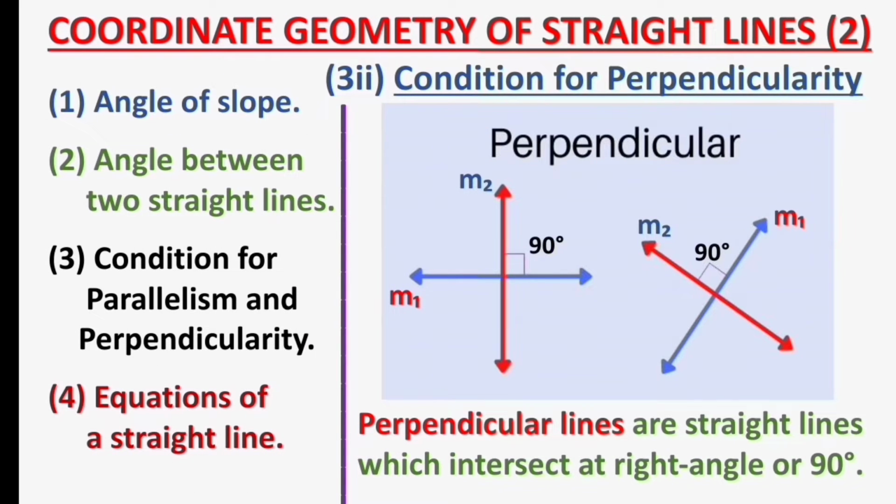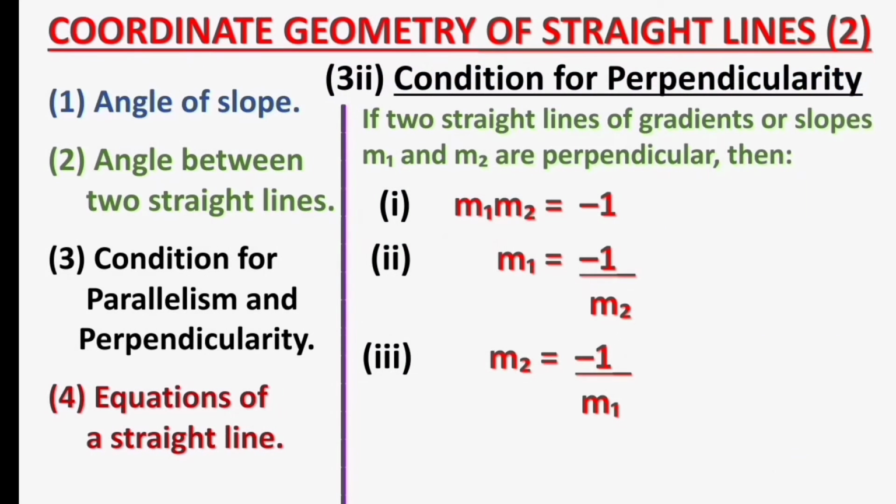Number 3, Roman figure 2, condition for perpendicularity. From definition, perpendicular lines are straight lines which intersect at right angles or 90 degrees. If two straight lines of gradients or slopes m1 and m2 are perpendicular, then we have three formulas.